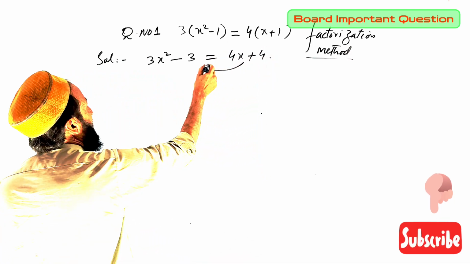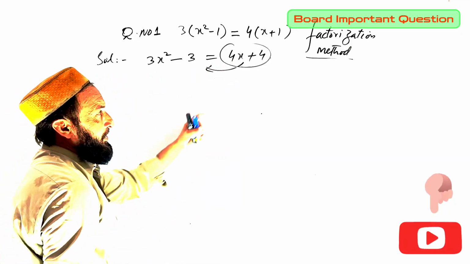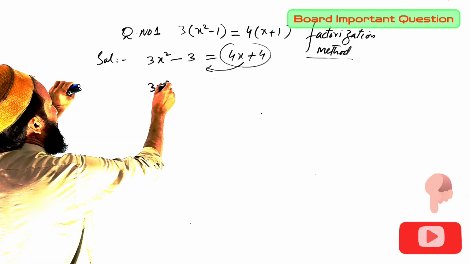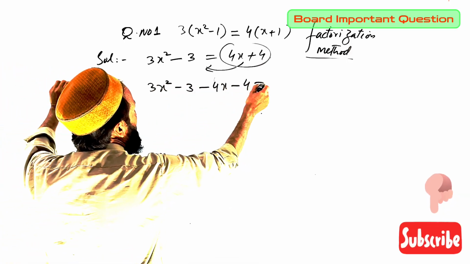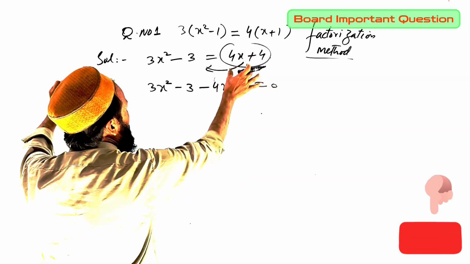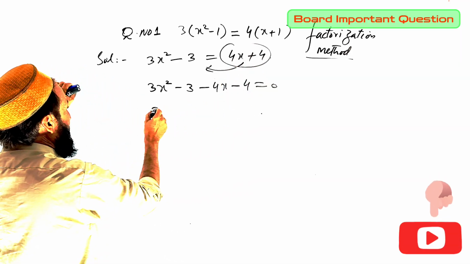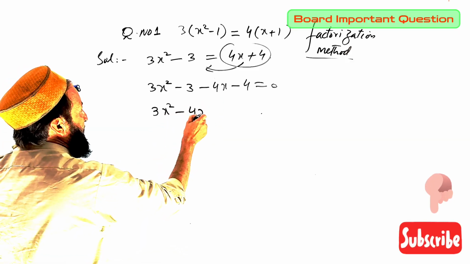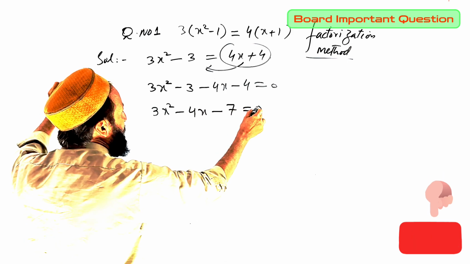Now we transfer this term completely to the left side, and their sign is also changed. 3x square minus 3 minus 4x minus 4 is equal to 0. Both are positive, so their symbol is also changed into negative. Now we arrange according to the quadratic equation: 3x square minus 4x minus 3 and minus 4, we get minus 7, is equal to 0.